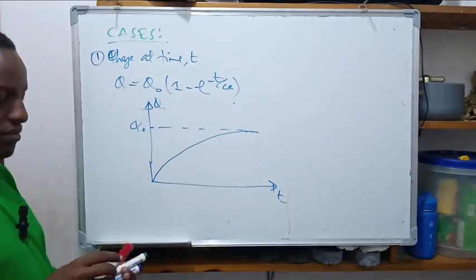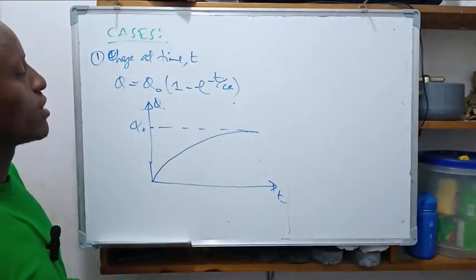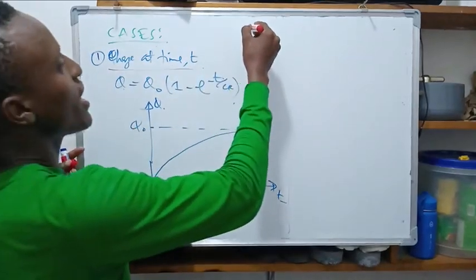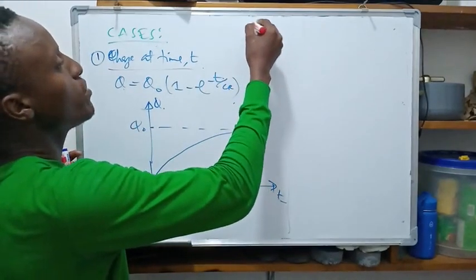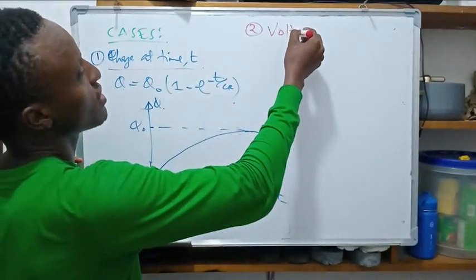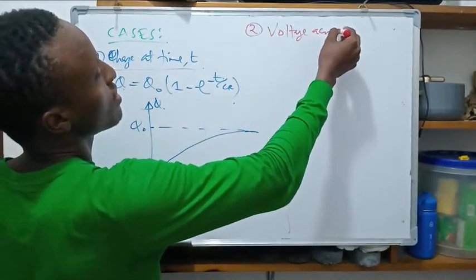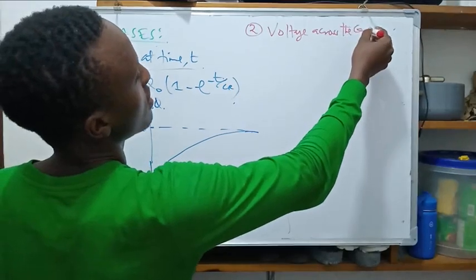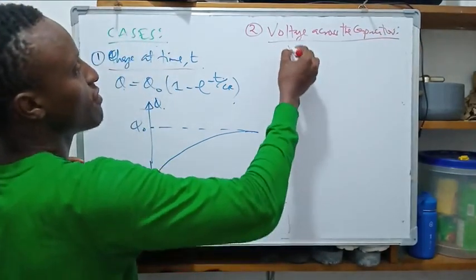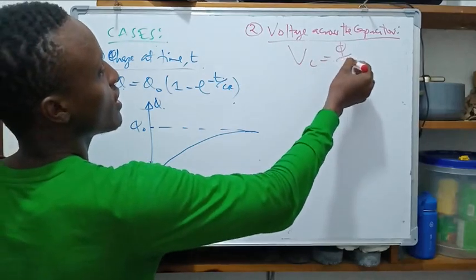So we can say charge at any given time. They can even ask you number 2, the voltage across the capacitor. Voltage across the capacitor. VC is just equal to Q over C.